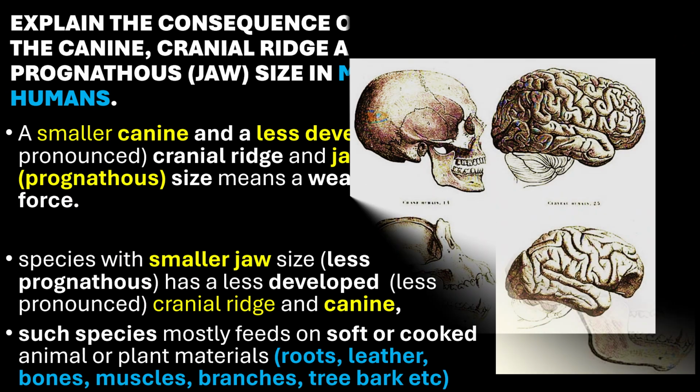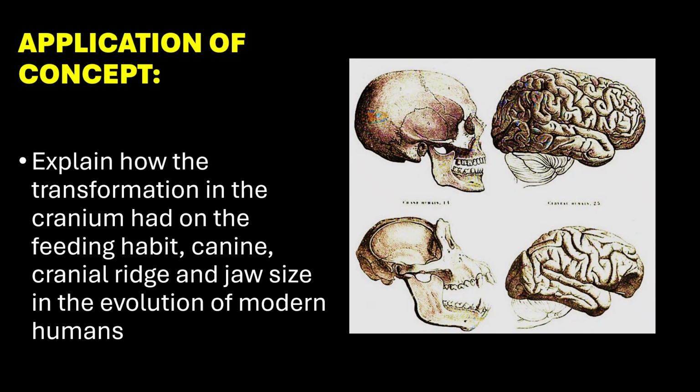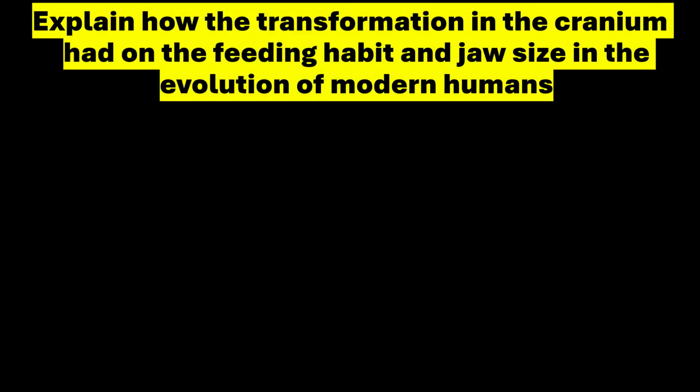And then let's look at this contextual question. It's an application. Explain the effect the transformation in the cranium had on the feeding habits, canine, cranial ridge, and jaw size in the evolution of modern humans. So this is a simple question with a simple answer. So here is the answer.